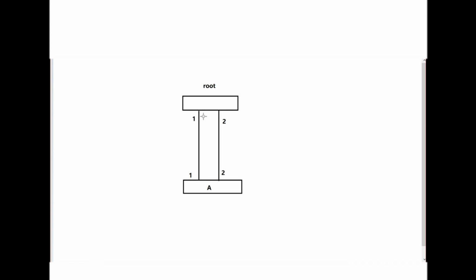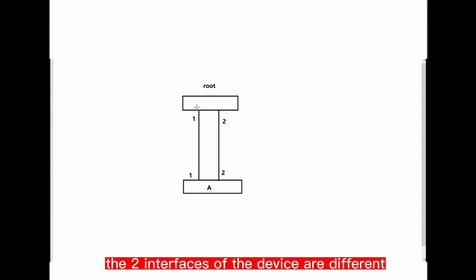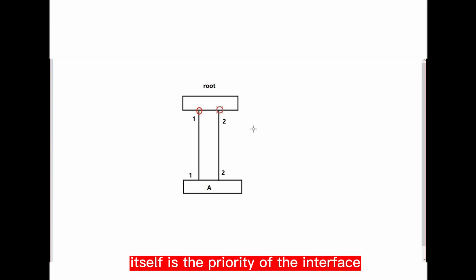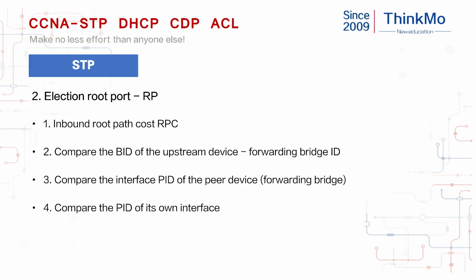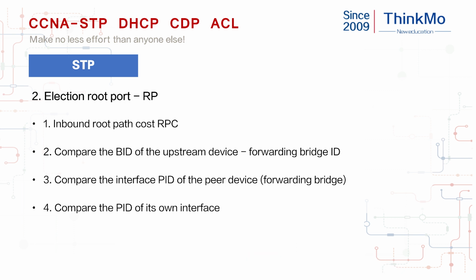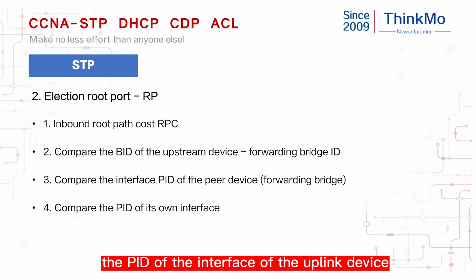Although the upstream device is the same, and the bridge ID is the same, there are always differences on the device. For example, the two interfaces of the device are different. Then, as I just said, the PID is the priority of the interface. Of course it is also equal by default. But the port numbers are inconsistent. So I will now do a third comparison. The third comparison is the PID of the interface of the forwarding bridge of the peer device, that is, the PID of the interface of the uplink device.